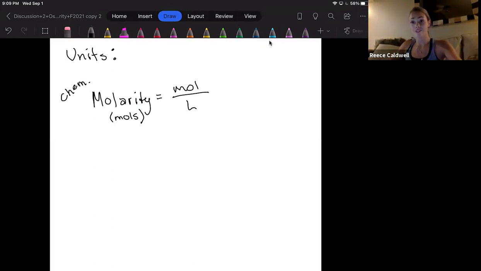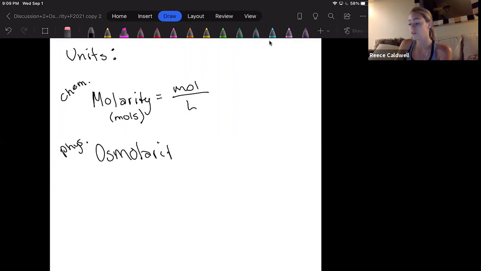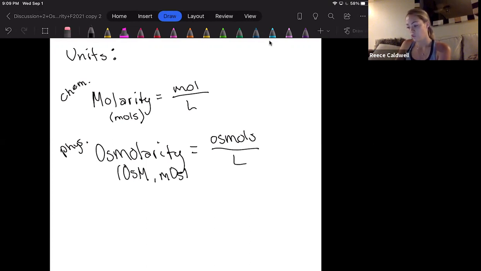However, now we're in physiology, and in physiology, we're focused on osmolarity because osmolarity is going to tell us the concentration of the body instead of a particular molecule. Osmolarity is very similar. It is osmoles over liters. It is in osmoles, O-S-M, and sometimes in milliosmoles. We'll go over how to convert that in a little bit.